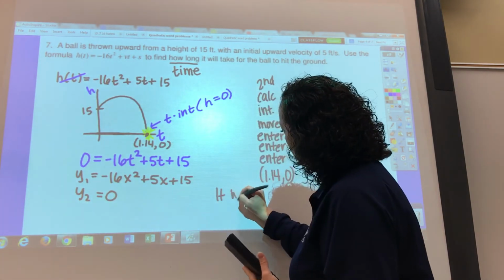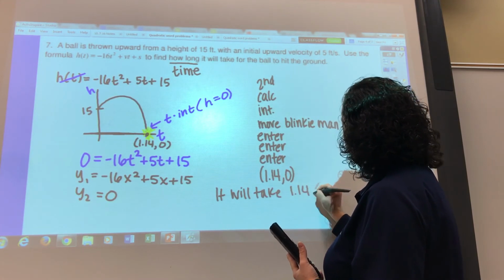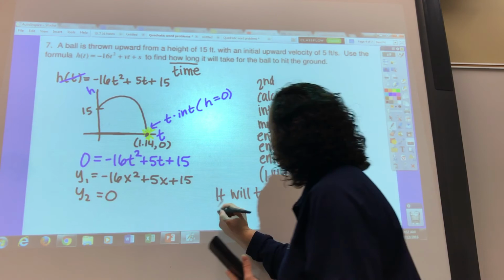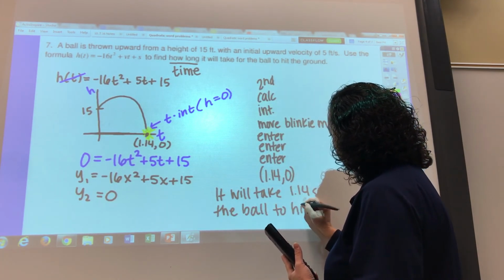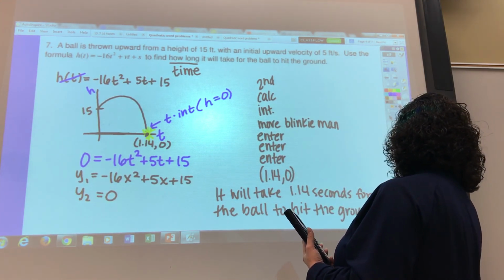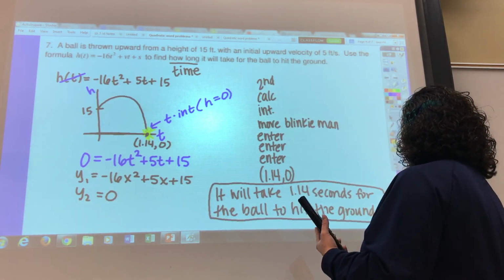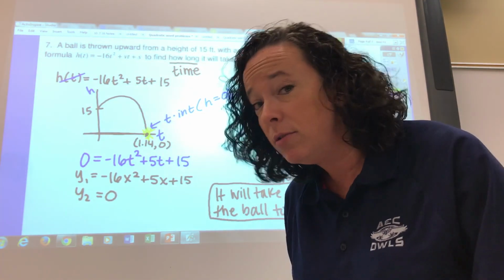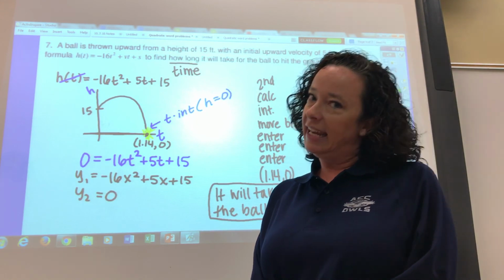It will take 1.14 seconds for the ball to hit the ground. Period. It's always good to try your best to use complete sentences and correct capitalization and punctuation. What's that called? A period. That's always a real good thing.